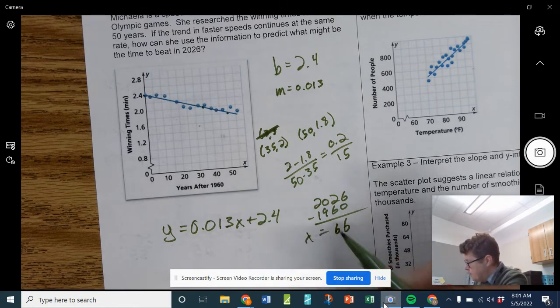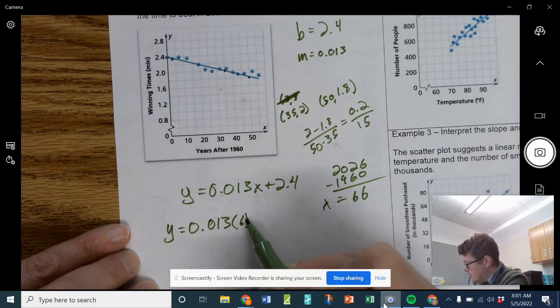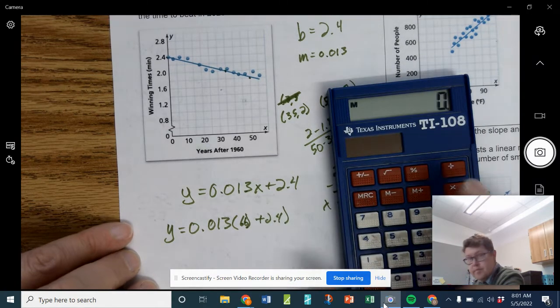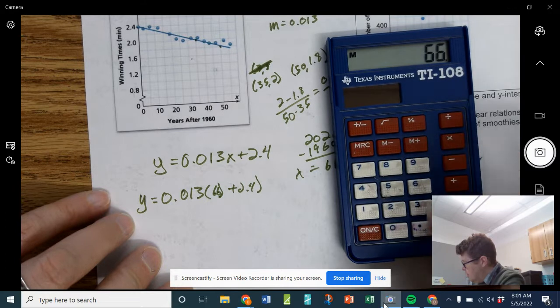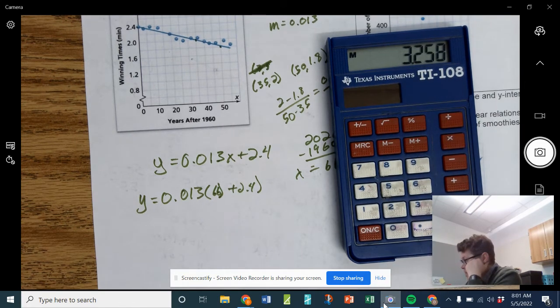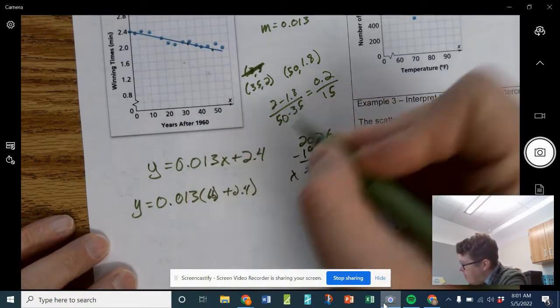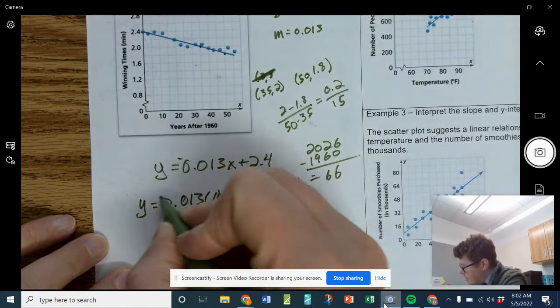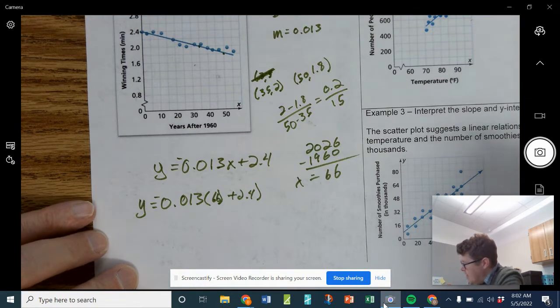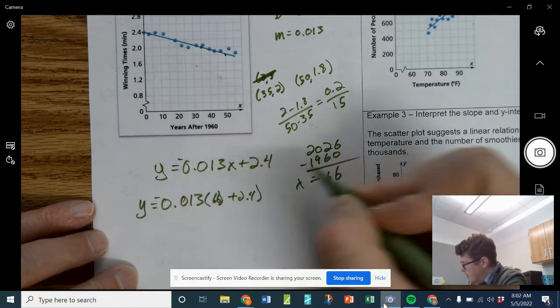So this becomes y equals 0.013 times 66 plus 2.4. So let's plug this in here, right? 66 times 0.013 gets us to that, and plus 2.4. So the time to beat, haha, my bad. This is a negative slope, so this is a negative right there. Okay, my bad. Sorry, this is a negative equation.